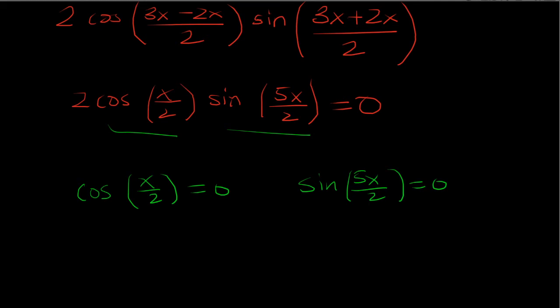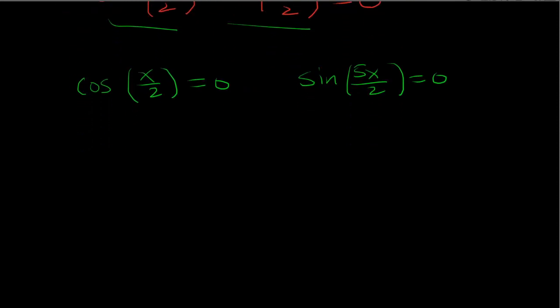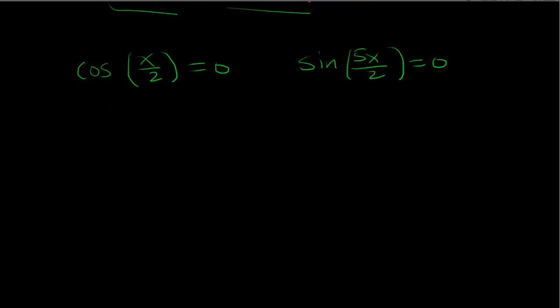Okay. In order to solve cosine x over 2, I have to look at half of the circle. And why is that? Well, the fraction in front of the x is 1/2. So this tells me to look at half of the circle, because again, x has to be between 0 and 2 pi. Okay. So I'm looking at half of the circle here from 0 to pi.